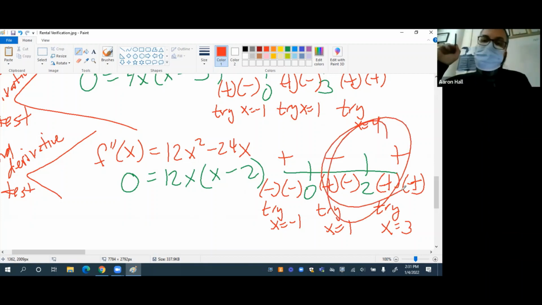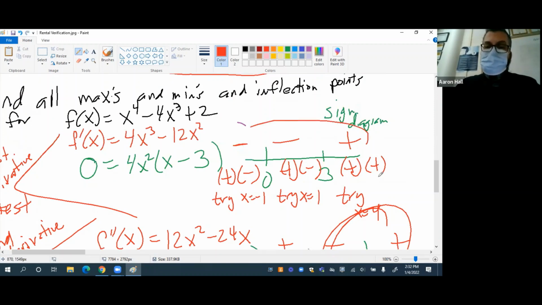Is x equals 2 a stationary inflection point? Why? How do I know that it's not? It didn't show up the first time. Yeah, it didn't show up here, so it cannot be a stationary inflection point.